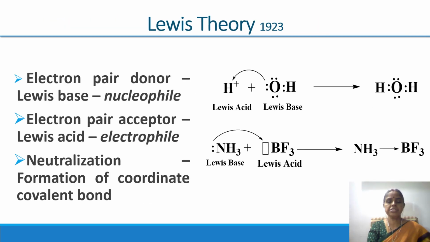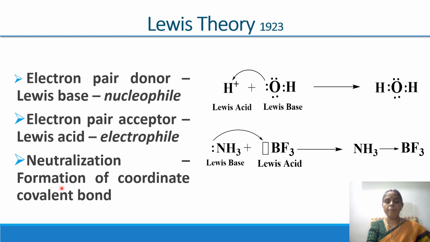Now, let us move to the next theory that was proposed by Lewis in the year 1923, and Lewis theory is focused on electron pairs only. It speaks nothing about the proton or the OH minus ion. Simply electron pair donors are Lewis bases and electron pair acceptors are Lewis acids. Electron pair donors are also called nucleophiles and electron pair acceptors are called electrophiles. Philic means affinity. Electrophile means it has affinity for electrons, so only it is called electrophile, and electrophiles are Lewis acids. Nucleophiles are Lewis bases.